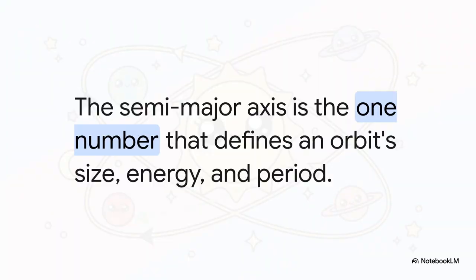So let's sum it all up. The crucial point, the thing to really take away from all this, is that the semi-major axis is so much more than a line on a diagram. It is the master variable. It's the one number that defines an orbit's size, its energy, and its period.